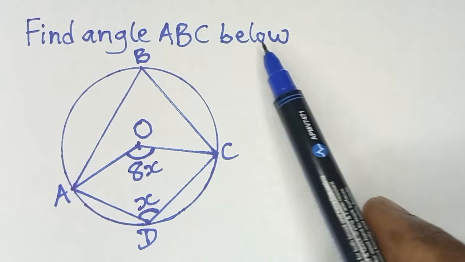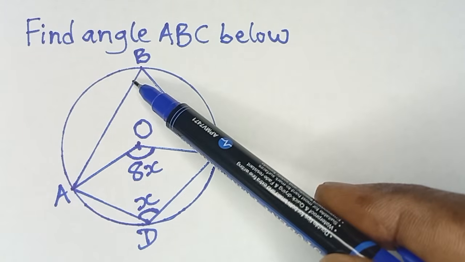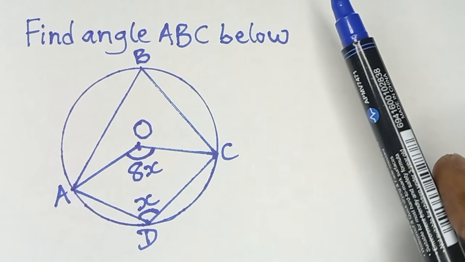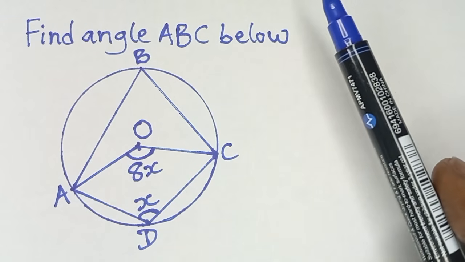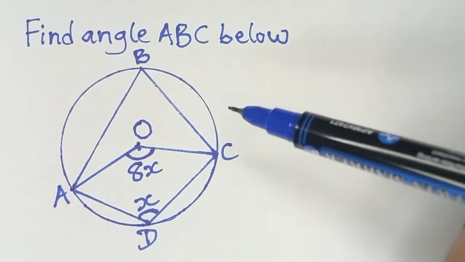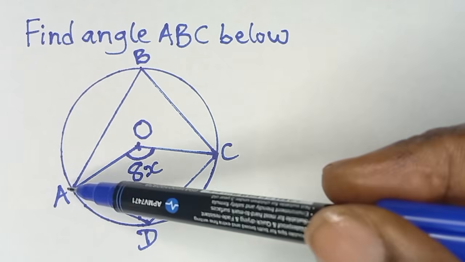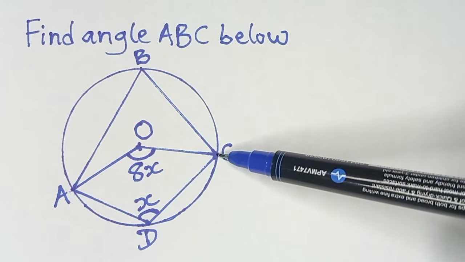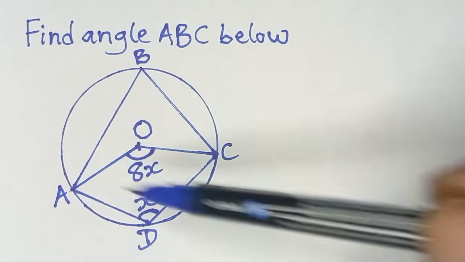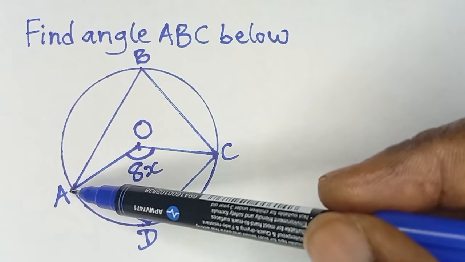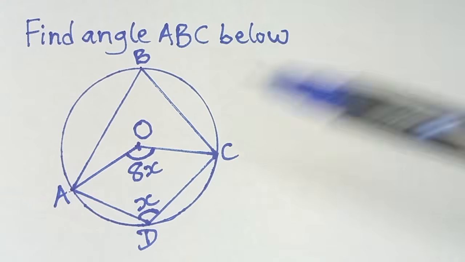Find angle ABC below. So we are looking for this particular angle. Hope you are seeing that angle. And then I would like us to, first of all, look at these 2 points A and C. Please don't forget, this diagram is not drawn to scale. So let's look at these 2 points A and C.